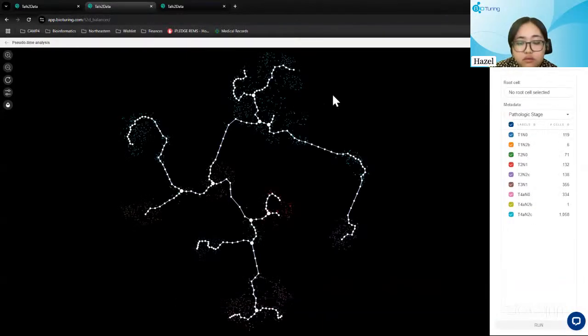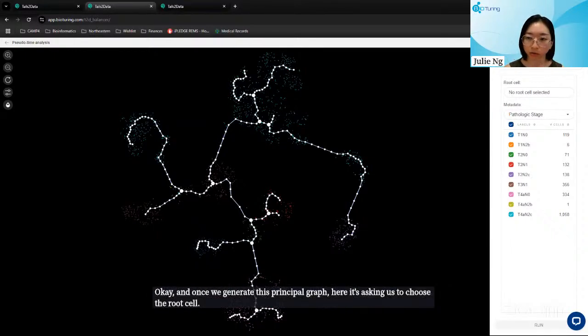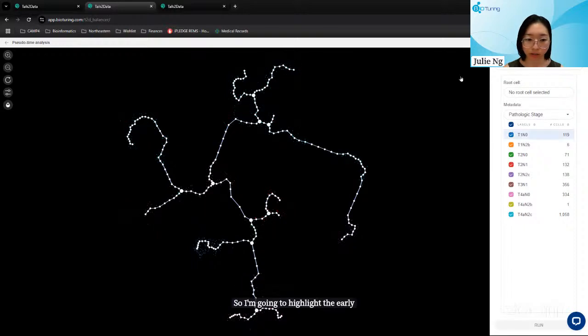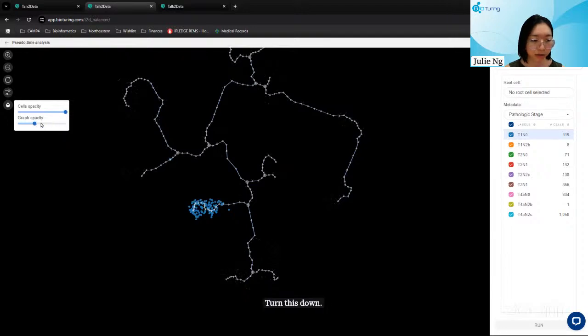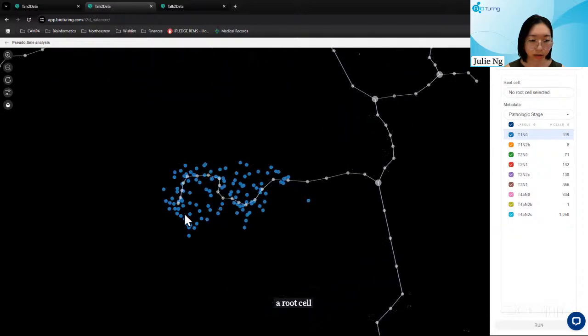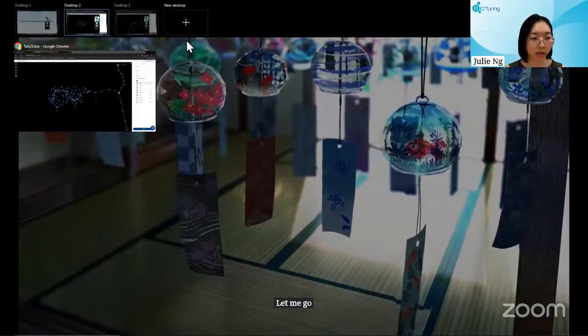Okay, and once we generate this principal graph, here it's asking us to choose the root cell. Generally we want to choose the root cell at what we know is the early stage of cancer. So I'm going to highlight the early stage of cancer here. It'll highlight our blue cells. Let me turn the opacity up on the blue cells. Okay, and generally we want to choose a root cell within this cluster. So I can choose this one here, Centroid 52. And then when I click run, let me go back to the results page.